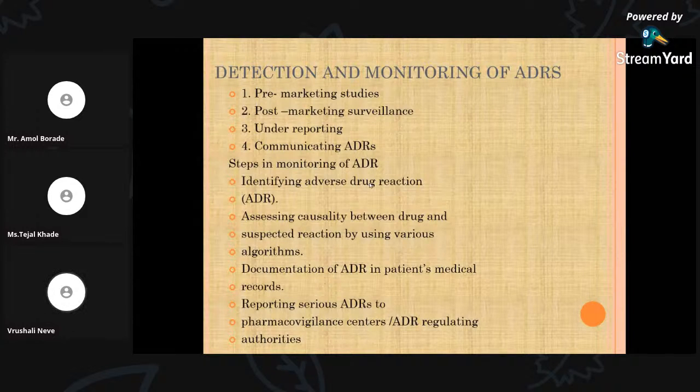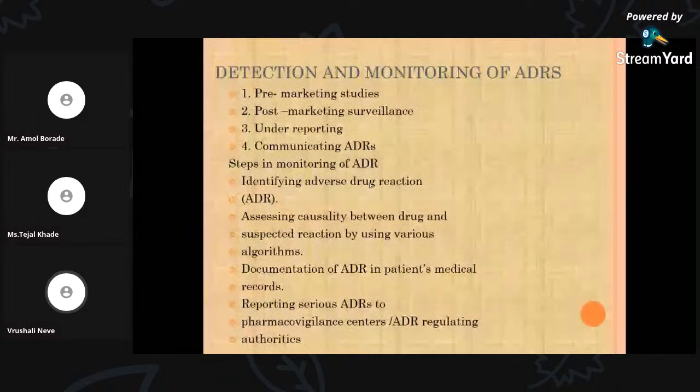Then the third step is called under reporting. Once the report reaches the pharmacovigilance center, they will start to conduct monitoring on that particular area of the drug. That is called the under reporting section. Then the fourth phase is the communicating area. Once the process is going on in the pharmacovigilance center, they will try to monitor whatever adverse drug effect is reported to the PV center. That whole process is called the communicating area.